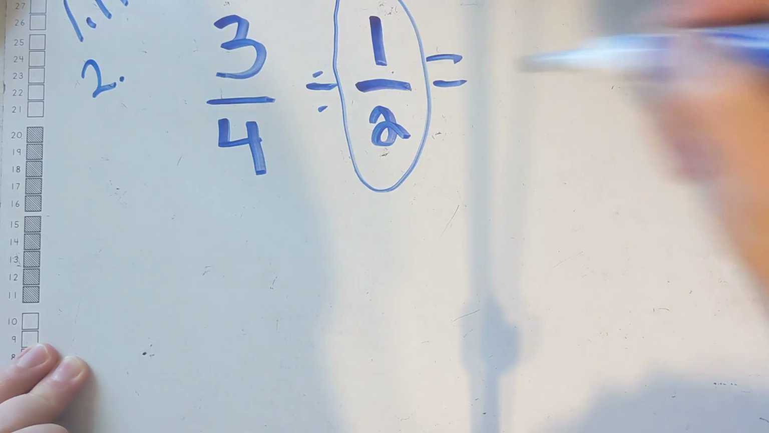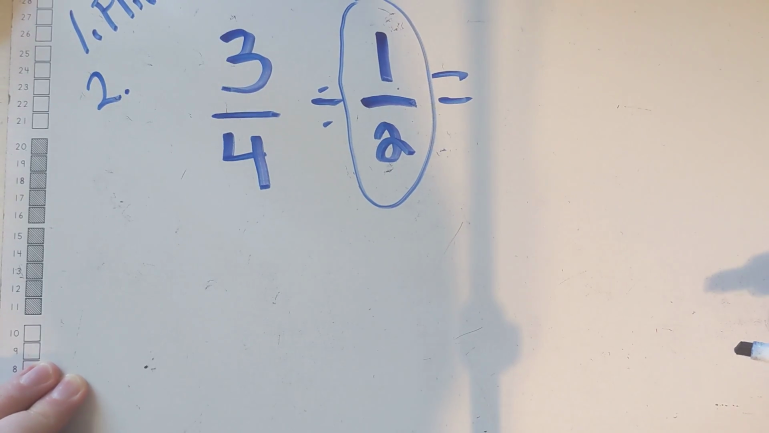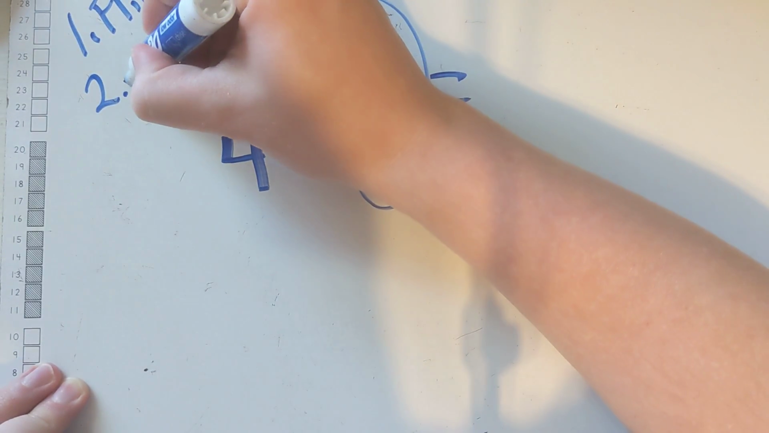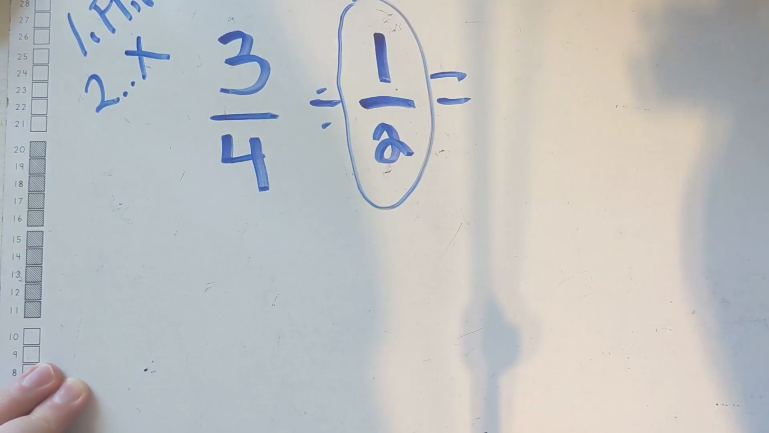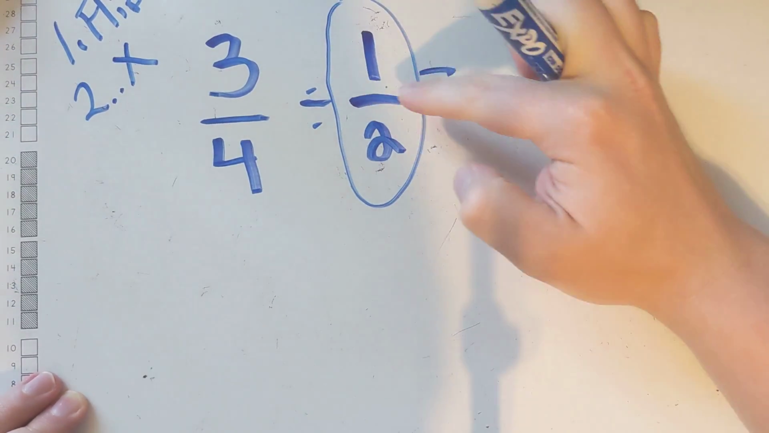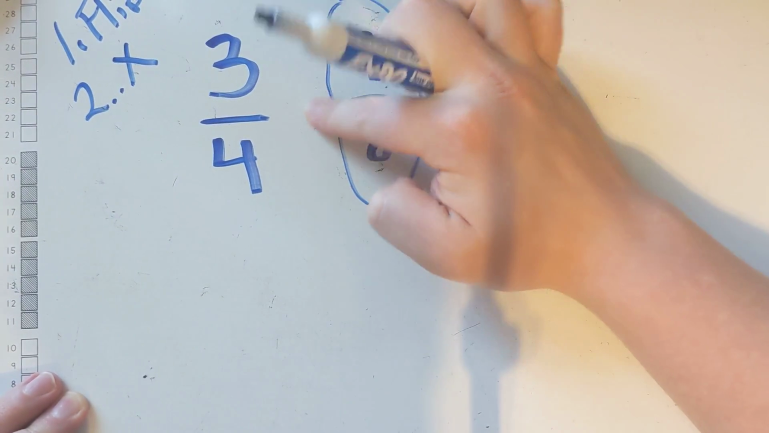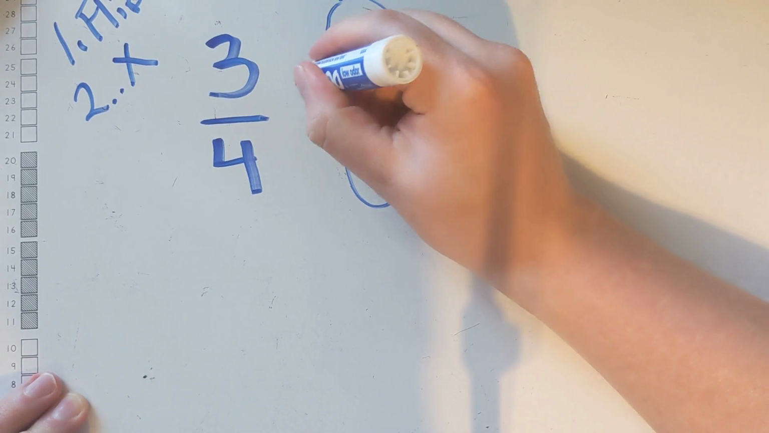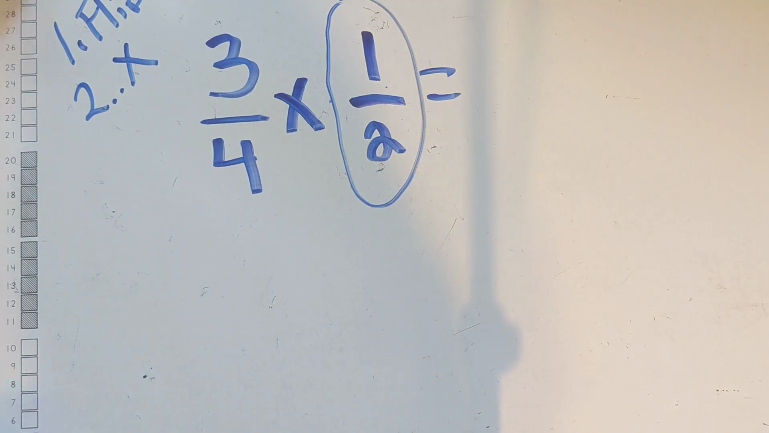Next step is kind of weird also. You're gonna multiply. First step is to flip, next step is to multiply. So instead of having a division sign, you're gonna turn it into a multiplication sign. And then you'll be able to solve your division problem. I know it's trippy and kind of crazy, but this is how you do it.